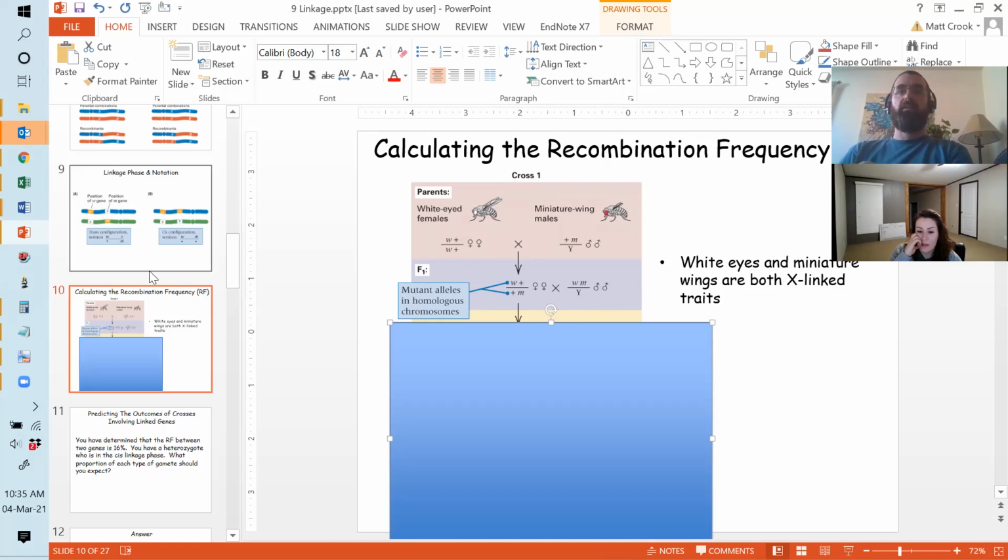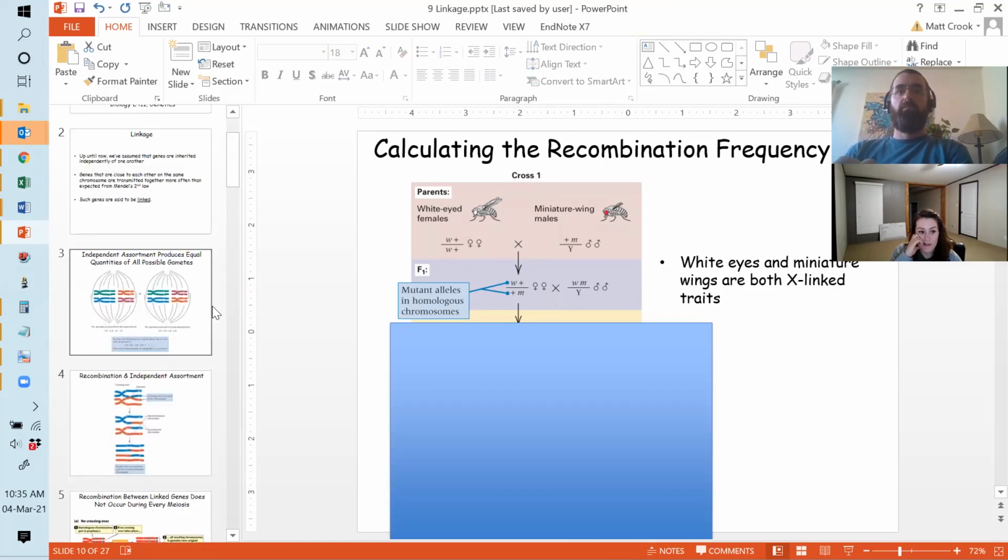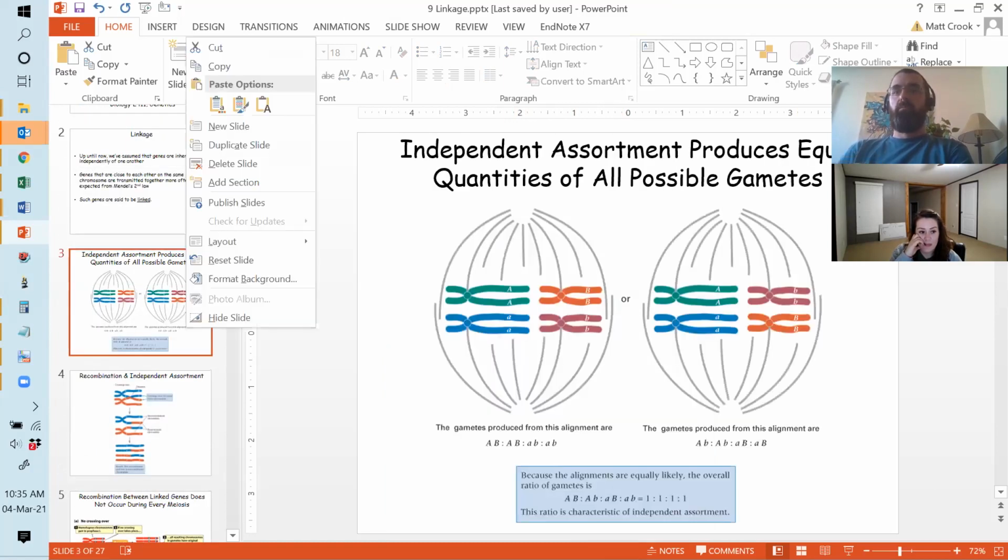You need to go back to here. It's going to be a 1:1:1:1 ratio, because all you're going to be seeing is the different combinations of the 2 alleles that come from the mother.